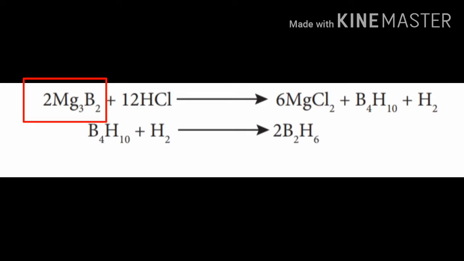Here this is magnesium boride. It is reacting with hydrochloric acid, HCl. We are getting a higher borane, that is B4H10. This is a volatile borane.